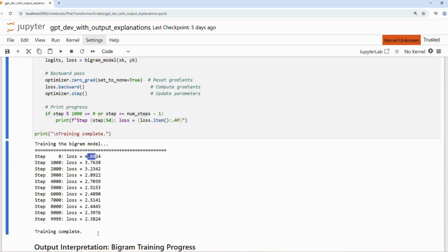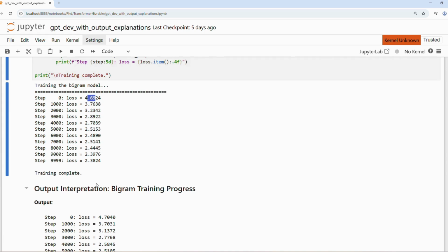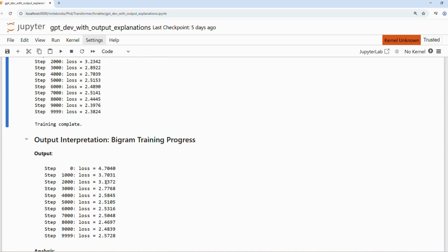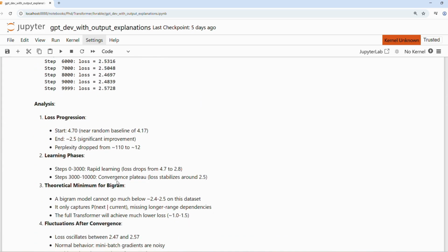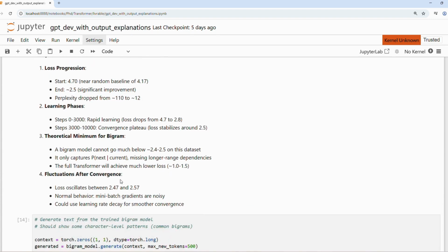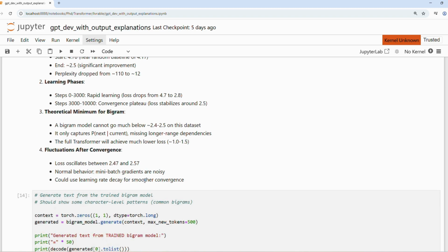That's a significant drop. The perplexity, which is e raised to the power of the loss, goes from about 110 down to 12. This means the model's effective uncertainty has been reduced from 110 equally likely characters to about 12.